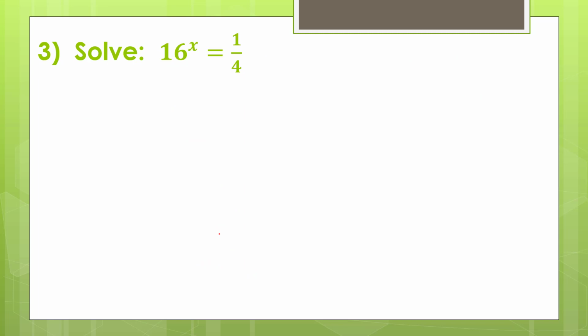Next, 16 to the x is equal to 1/4. All right. Well, most notably, I see that 16 is a perfect square. So I'm going to go ahead and play with that. 16 is the same as 4 squared raised to the x, where we have power to the power. So that would be 4 to the 2x power. But what in the world can we do with 1/4?